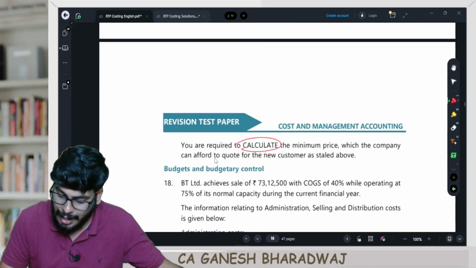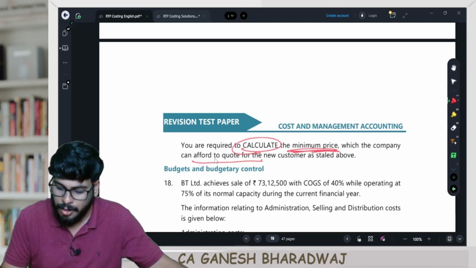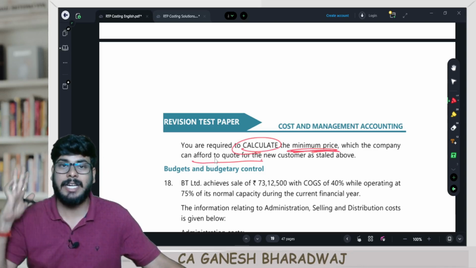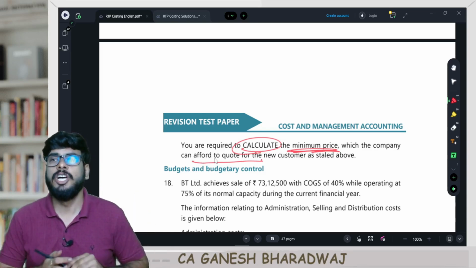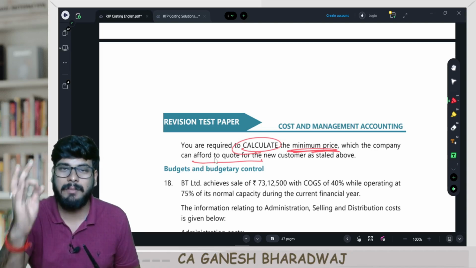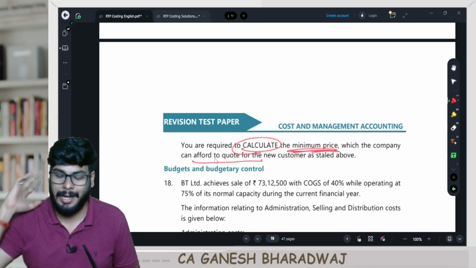You are required to calculate the minimum price which the company can afford to quote for the new customer as stated above. So what they are saying is, given the situation, you need to quote the bare minimum price to this particular new guy. Are you clear with this?